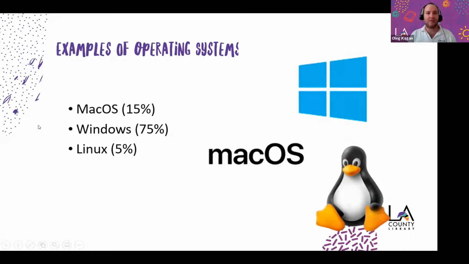So, examples of operating systems. I put here the top three operating systems in the world for desktop computers. 75% of desktop or laptop computer users in the world use Windows, 15% use the Mac operating system, or Mac OS, and 5% use Linux. As you can see, there's the Windows logo on top, the Mac logo, which is now just text, just a font, and then the Linux logo, which is the Tux, the penguin.